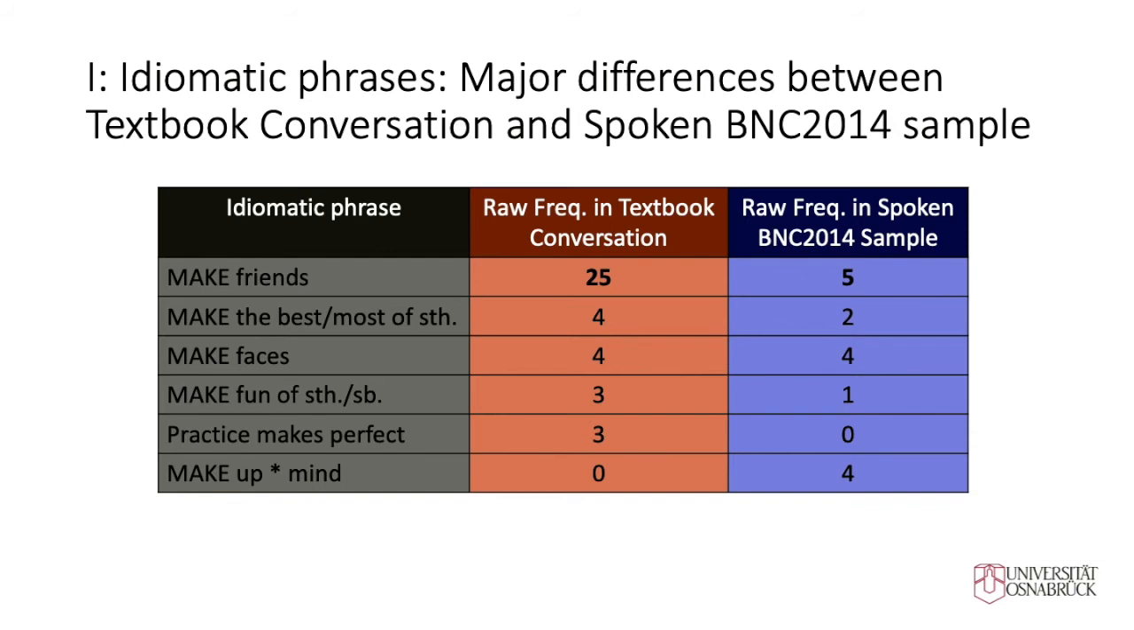There are major differences between textbook conversation and spoken BNC sample in terms of idiomatic phrases involving the verb make. Essentially, we have one very, very frequent one, which is make friends, which is very popular in textbooks and less popular in general English, but this will be due to the kinds of people who speak in the BNC. These are mostly adults, as opposed to the speakers in textbook conversations that are often children and teenagers. And here are some of the most frequent idiomatic phrases that come up in conversations.